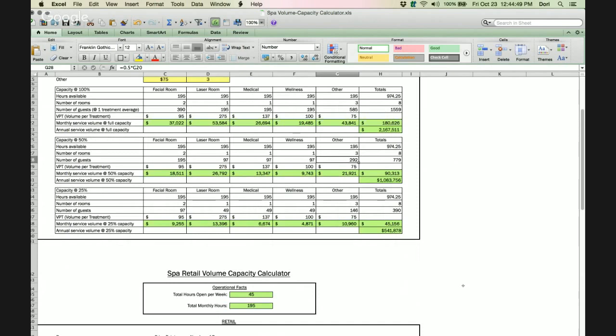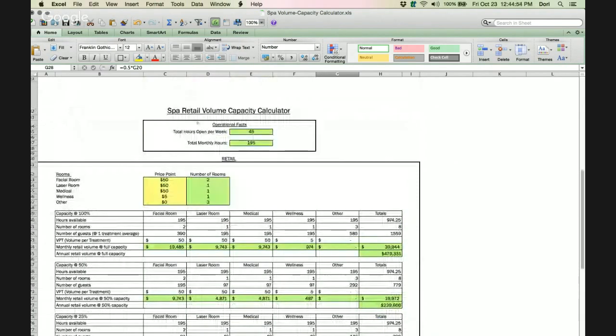You scroll down a little bit more on your Excel spreadsheet and you're going to be able to see the retail volume at the same capacity levels. So your rooms would be the same. Remember, we did massage. Let's say the massage volume per guest for retail, we want it to be $10. Wellness, we want it to be $25. Medical, we want it to be $75. Laser room, 50. Facial, let's say we want to do 70. Volume per guest. So these numbers are how much you want to generate per client in retail.